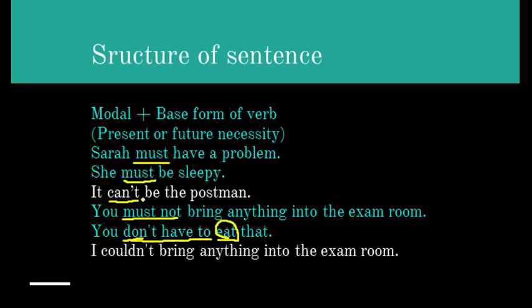Next example, I couldn't bring anything into the exam. If we want to talk about past prohibition, we do not use must. We use other expressions like couldn't. Couldn't shows past prohibition. It shows that something was not allowed in the past.